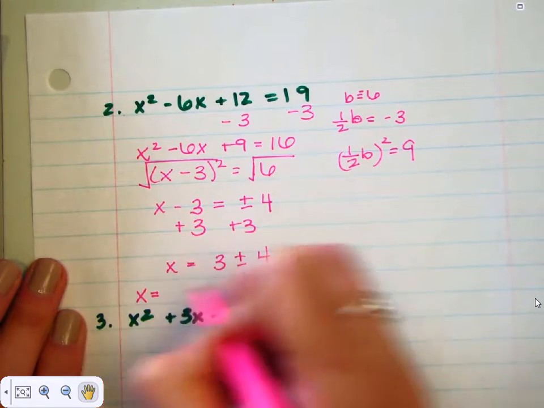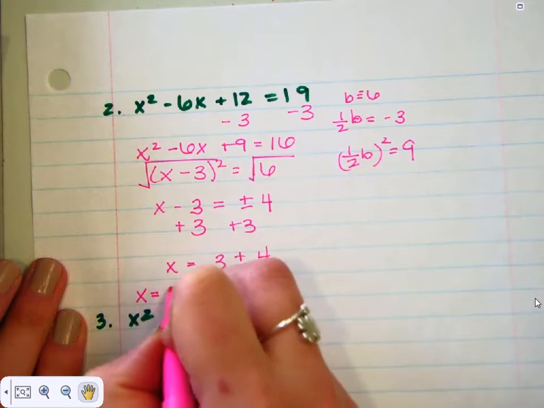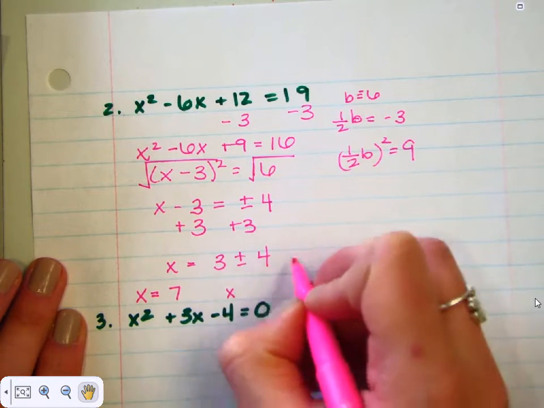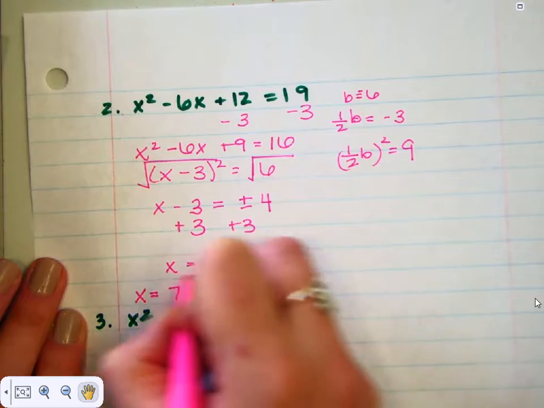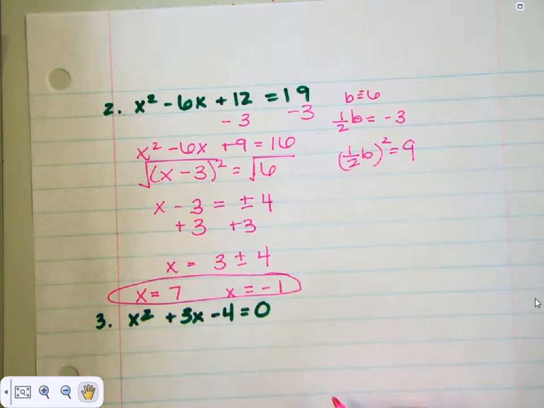So to get my two answers, I'm going to take 3 plus 4, which is 7, and I'm going to take 3 minus 4, which is negative 1. And those are my two answers.